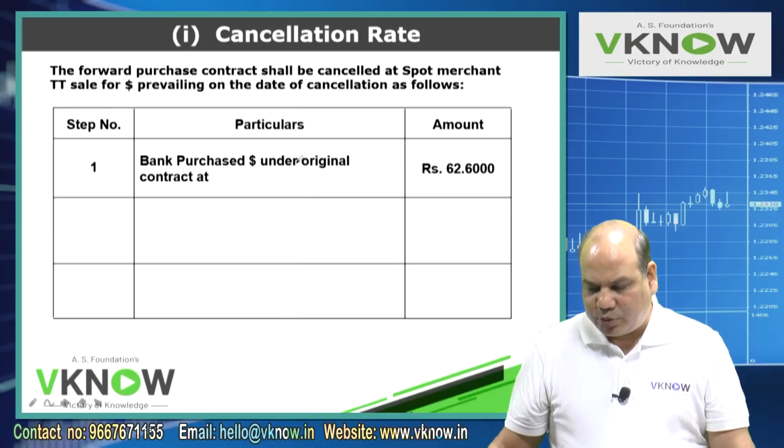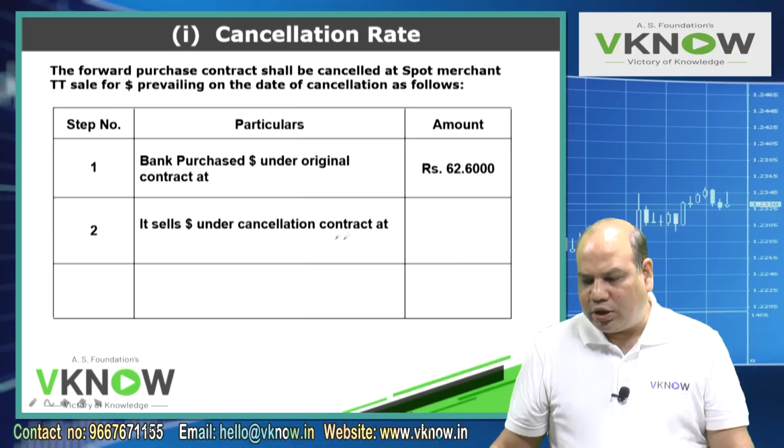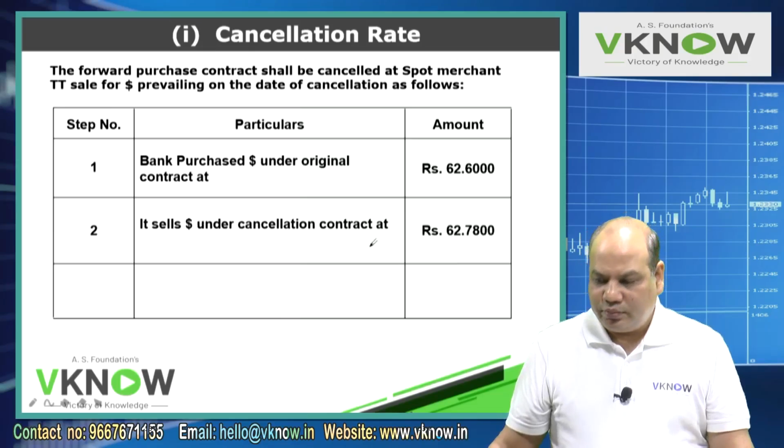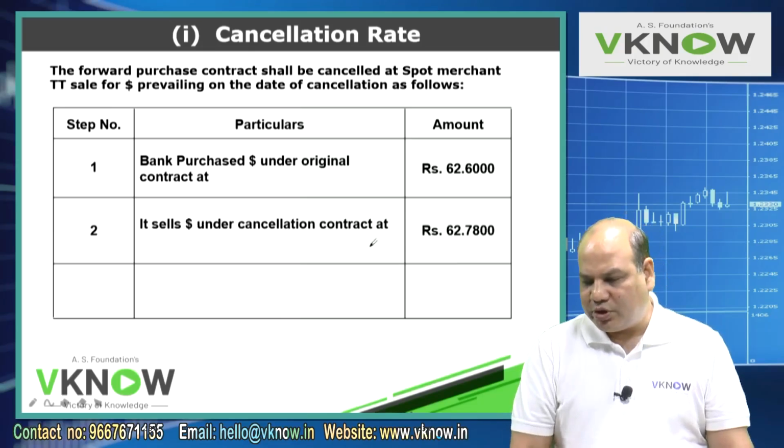You will see the first point with customer. Only look at the customer column. With customer, the bank had agreed to purchase dollar at 62.6000. In order to cancel the contract, it sells dollar under cancellation contract at 62.7800.